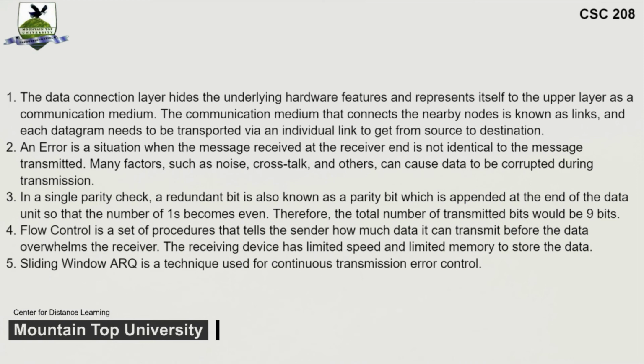3. In a single parity check, a redundant bit, also known as a parity bit, is appended at the end of the data unit so that the number of ones becomes even. Therefore, the total number of transmitted bits would be 9 bits.